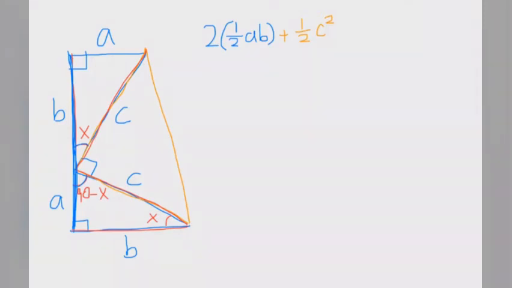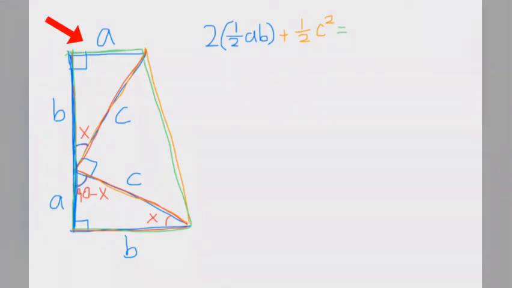Pause the video right now and see if you can figure it out. So hopefully you've thought about it, and hopefully you thought of this. This whole figure is a trapezoid. So we can just find the area of a trapezoid. We know the area of a trapezoid is the average of its bases times its height, or base 1 plus base 2 divided by 2 times the height.